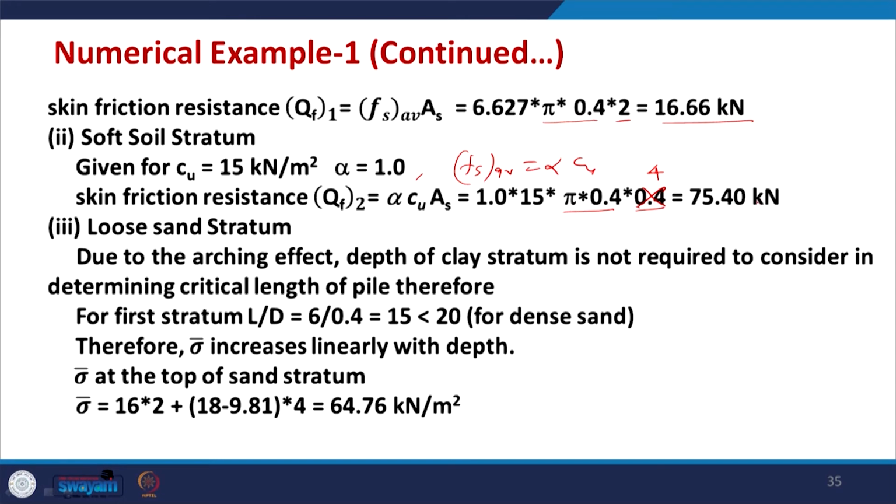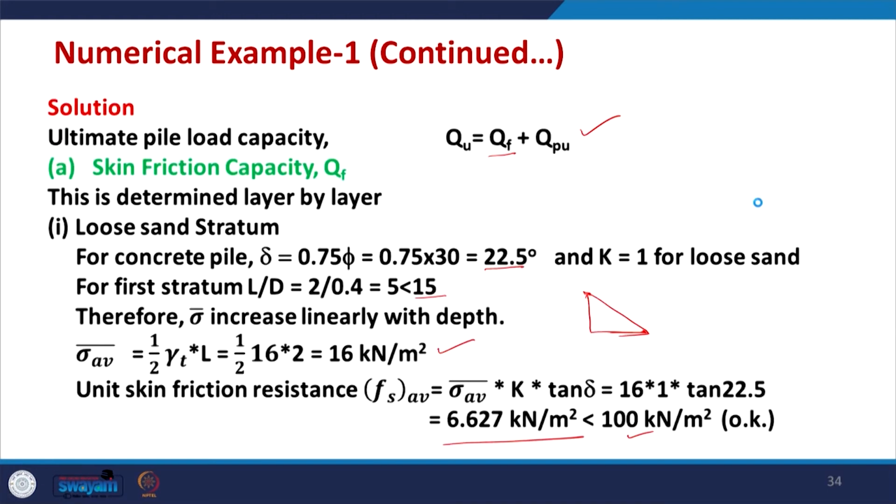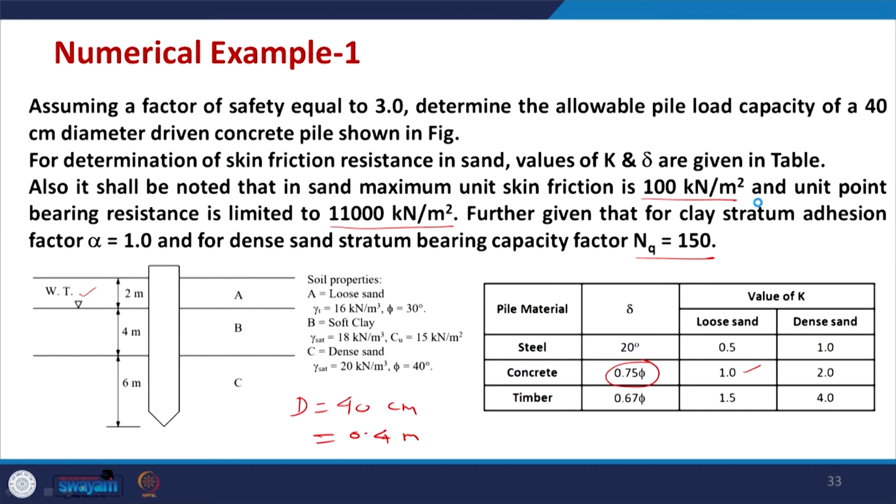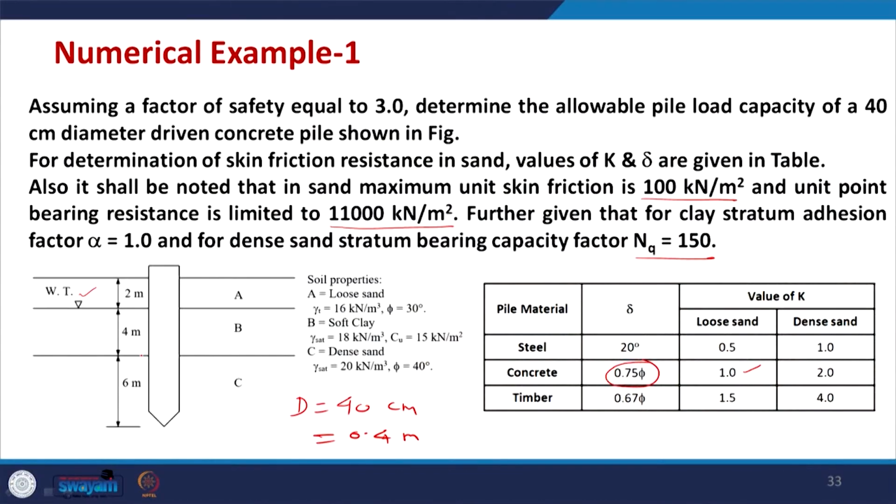Then for the third layer, which is a dense sand stratum, due to the arching effect, the depth of the clay stratum is not required to be considered in determining the critical length of the pile. What is the arching effect? I can explain to you. You have the loose sand in layer A, in layer B you have the saturated clay, and then you have dense sand. So, between two sandy layers you get a clay layer. The clay layer will provide an arching effect, and the critical length of the third layer, that is layer C, should be counted from the top of it, not from the ground level.